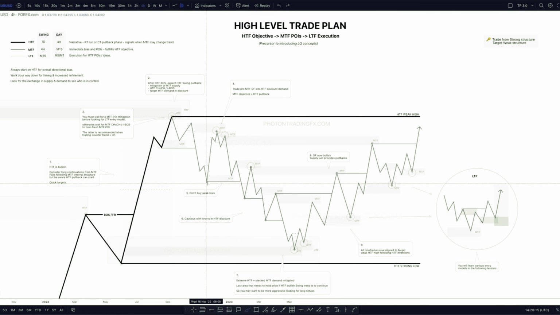Then we get that M15 break of structure. It might be an IBOS, it might be a BOS, depending on how things are set up. And now you're in this bearish range now.